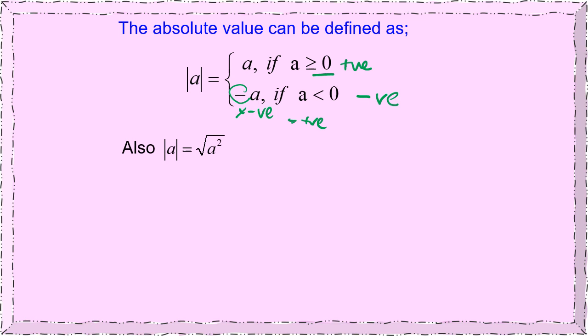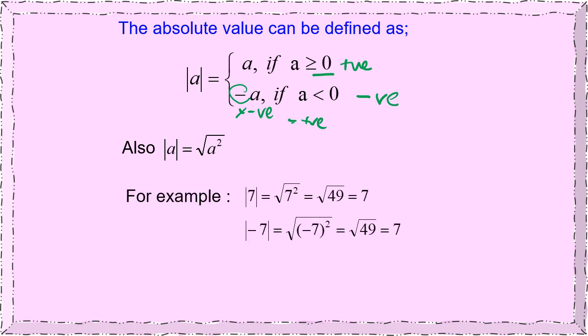Also, absolute A is equivalent to the square root of A squared. Even though A here is a negative value, when you square it, we will get a positive value, and then when we take the square root of the number, we get a positive value. For example, absolute 7 is equal to the square root of 7 squared, which is also equal to absolute negative 7, which is the square root of negative 7 squared. Both give the value of 7.